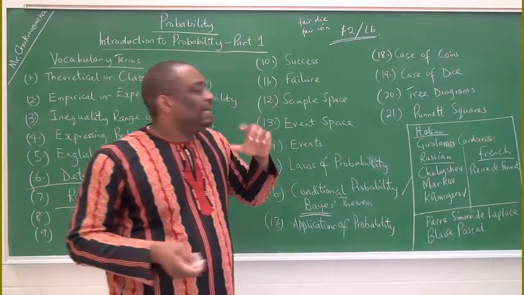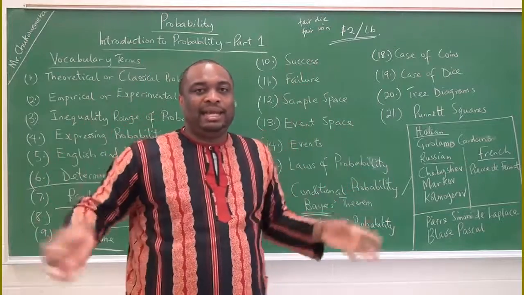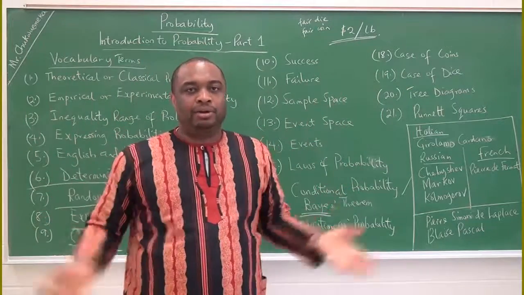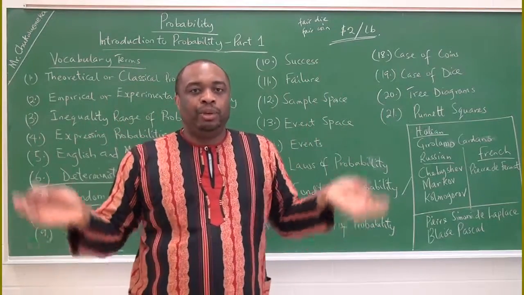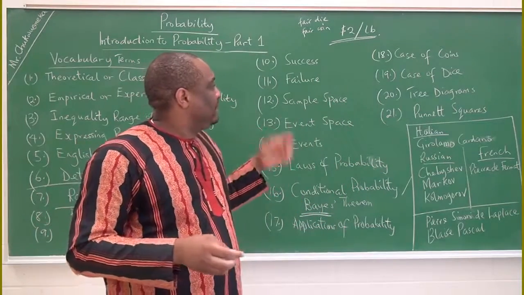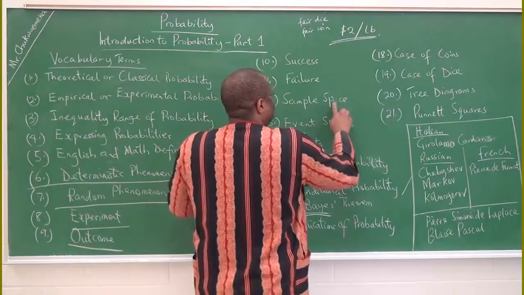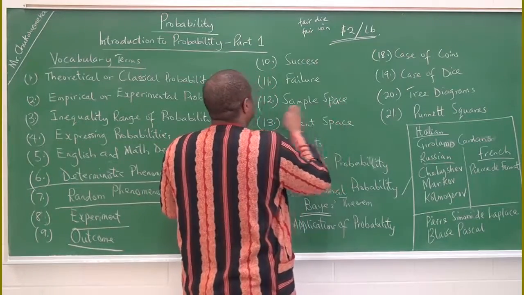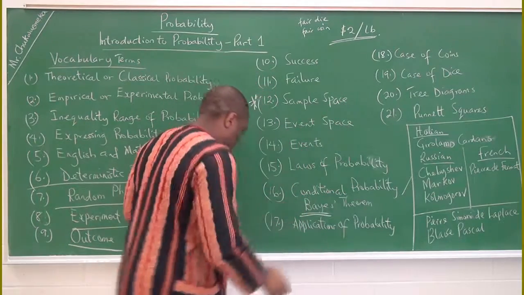Now, sample space. Sample space is the set of all possible outcomes, all the possible results we can get from an experiment. And we're going to deal a lot with this. It's very important that you understand this concept. It's very, very important.